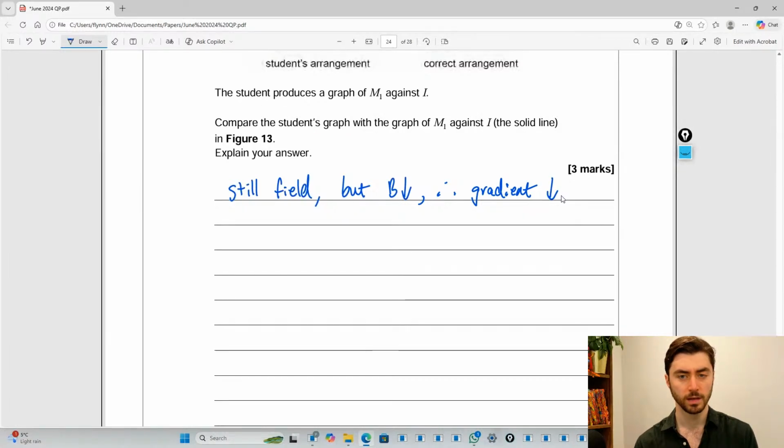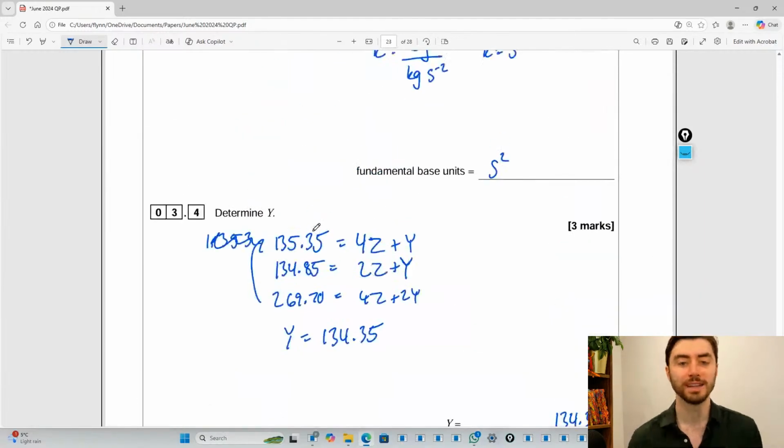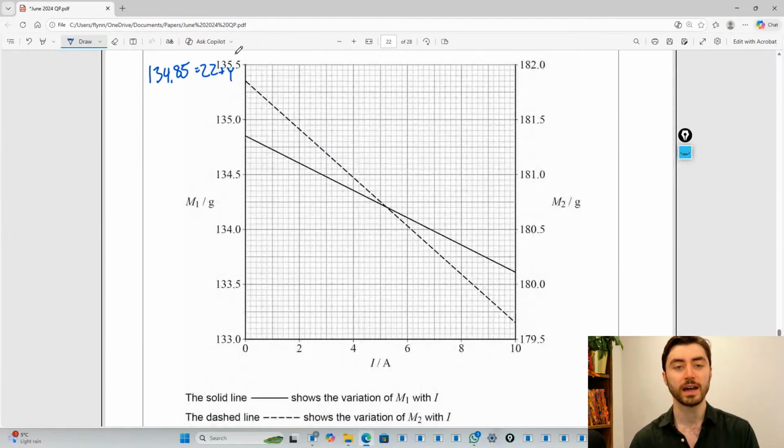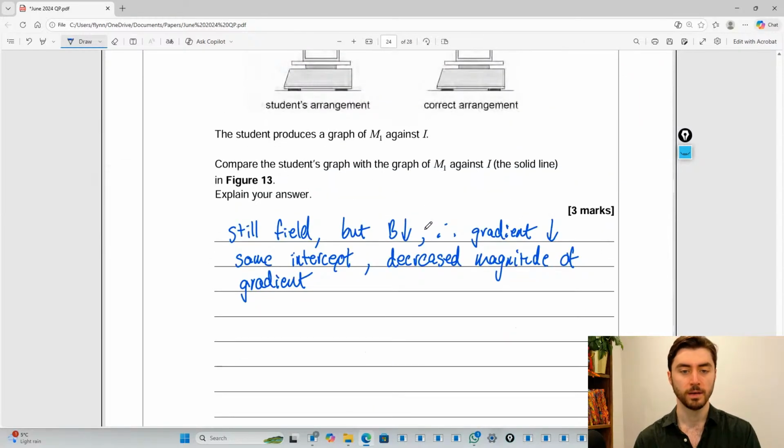But, so same intercept, but less size of the gradient. So decreased magnitude of gradient. I say decreased magnitude because it is a negative gradient, right? So if you say that's decreased, does that mean it's gotten more negative? Like it can just get a little bit trippy. So I'm going to say decreased magnitude of the gradient, but the same intercept. And the same intercept because then that term will be 0.